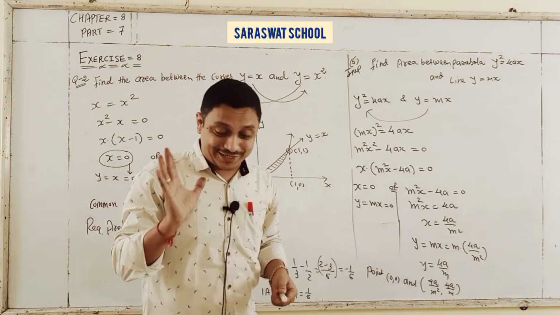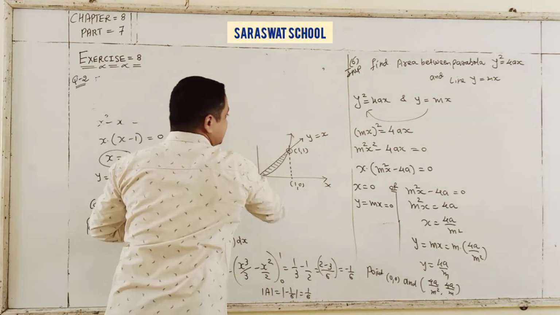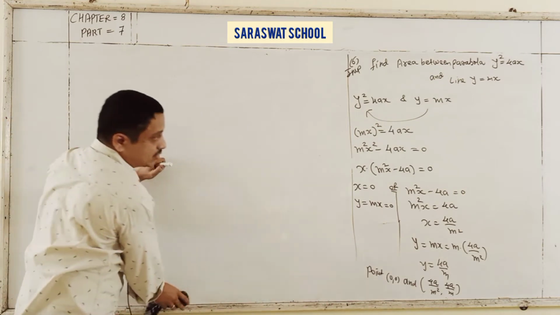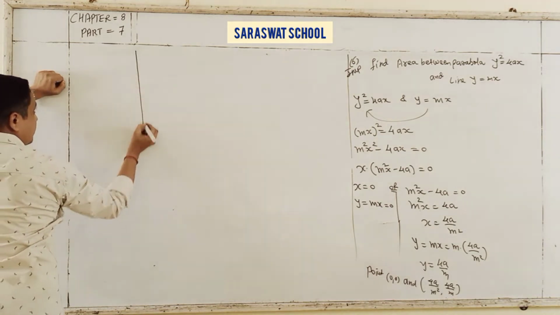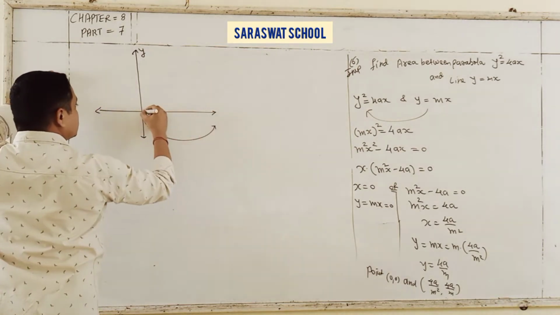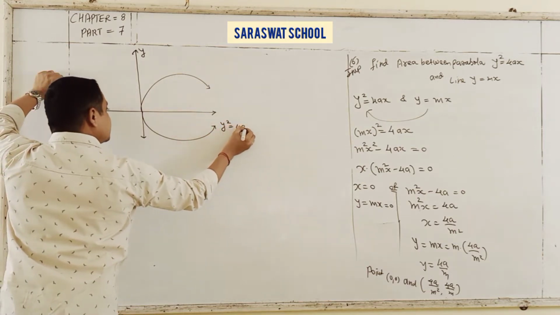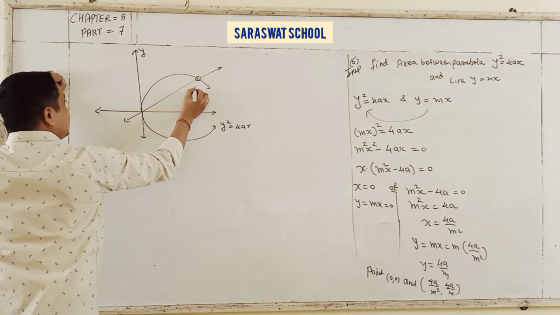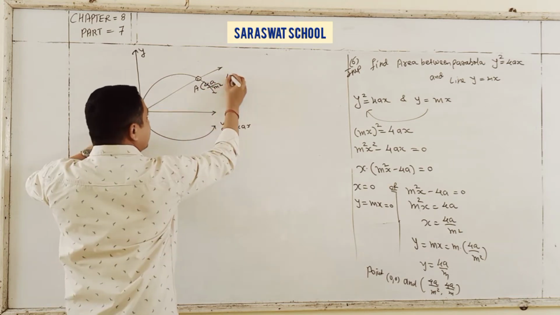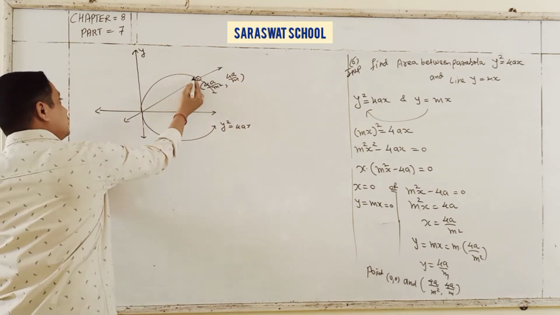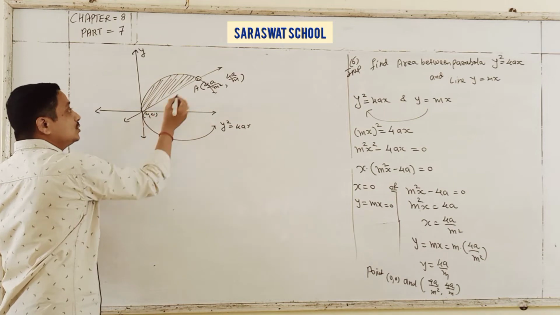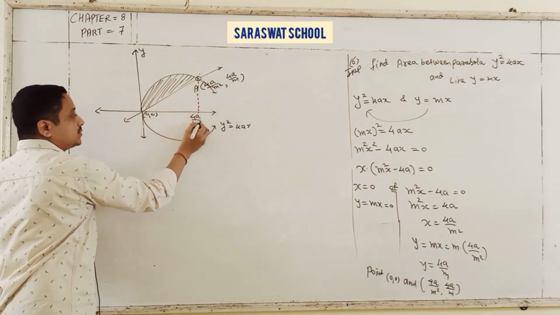And now I will plot my drawing, and then the solution is simple. So we move ahead with the parabola and the line. This is your parabola, y square is equal to 4ax. The line cuts the parabola at the point A, which is 4a by m square, comma 4a by m. The bounded area asked is between the curve and the line, from 0 to 4a by m square, with the point 4a by m square, comma 0.